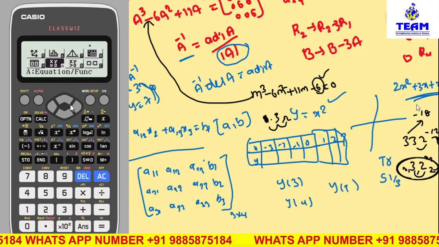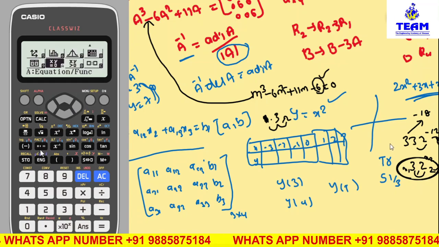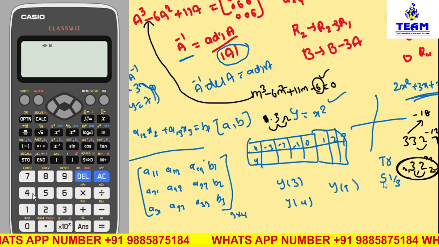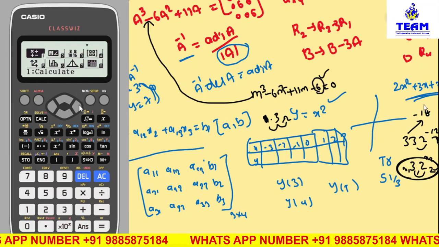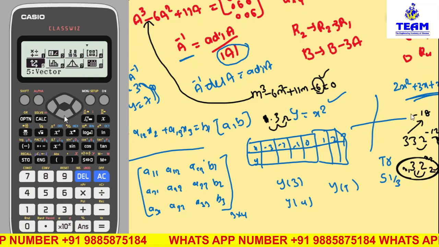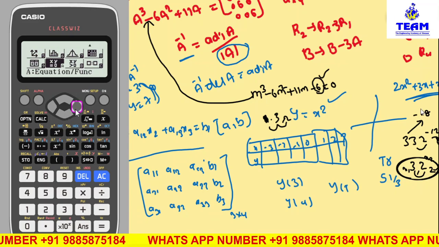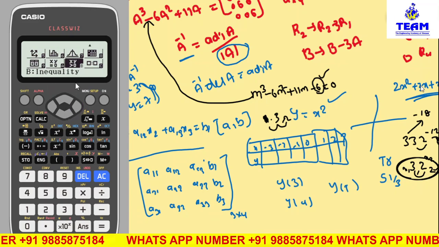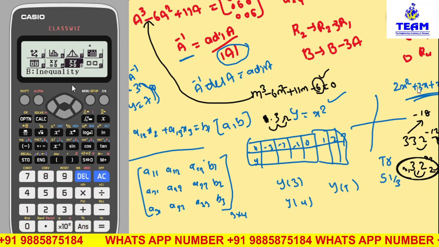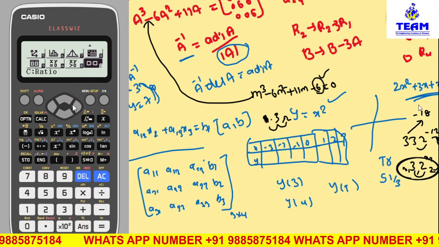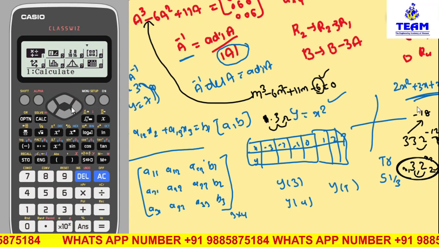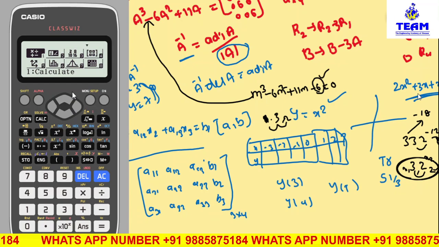Friends, if you want to come back, one is the better option. Again go for menu. In this, A is completed, friends. Next one you have B. B is inequalities, friends. Inequalities you have in OR only, so we won't discuss. Next one is ratios. Ratios also we won't discuss. This is about the calculator.